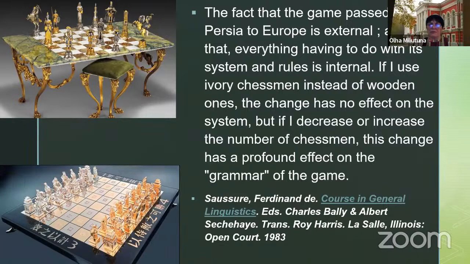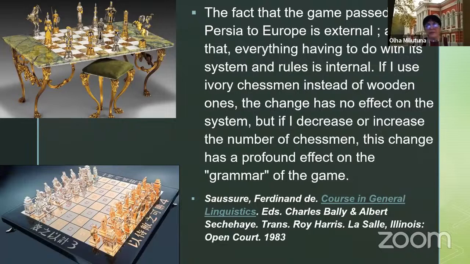Using the example given by the scientist, we can easily understand what is external and what is internal. He said that the fact that the game had passed from Persia to Europe was external, against that everything having to do with its system and rules is internal. That is, using ivory chessmen is external, because it has nothing to do with its system and rules.